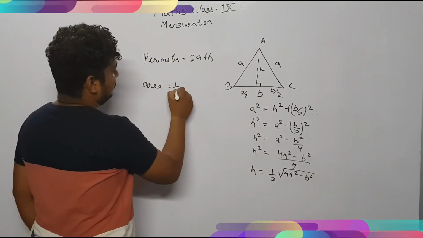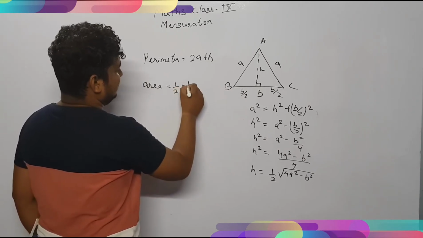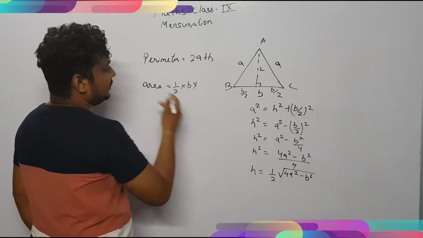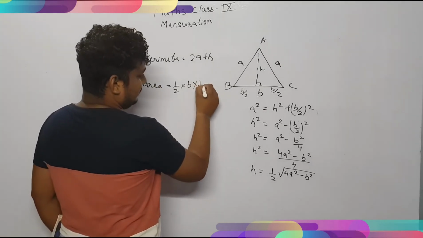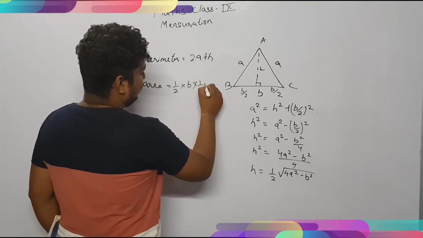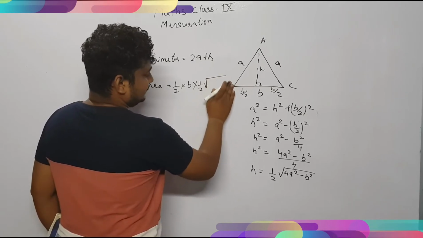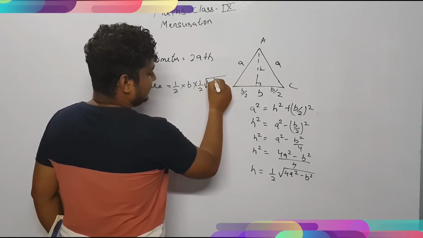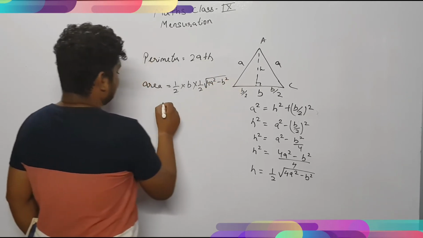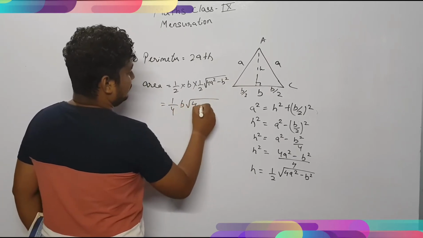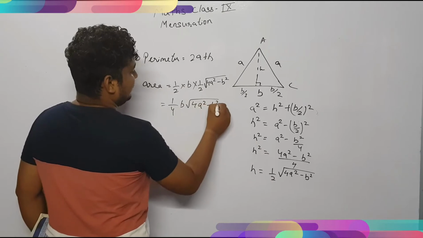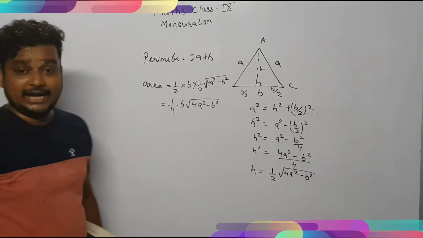So half into base. What is the base? Base is equal to B. Okay, base into height. What is the height of this particular triangle? Height we have is 1 by 2 root over 4A square minus B square. Further we can write 1 by 4 B root over 4A square minus B square. This particular will be the area of the isosceles triangle.